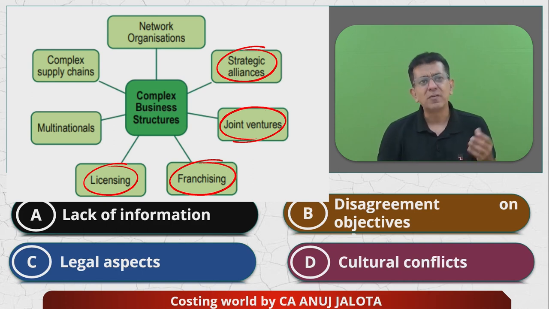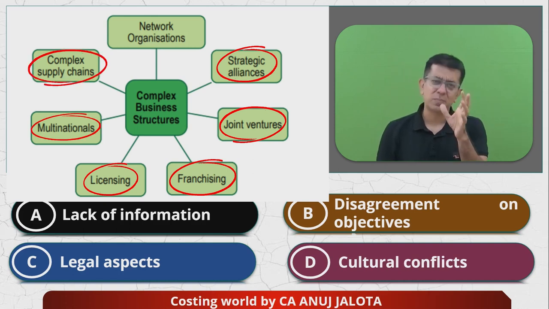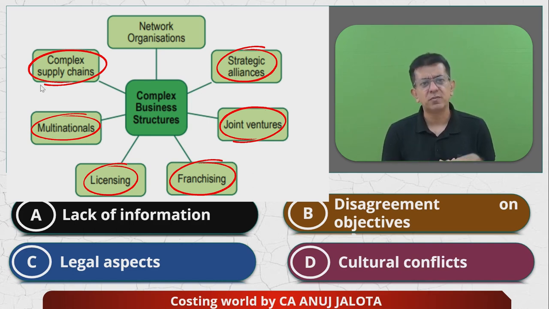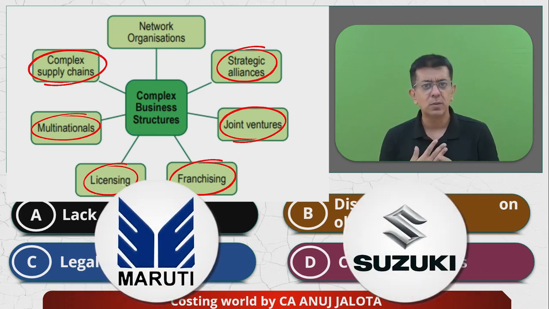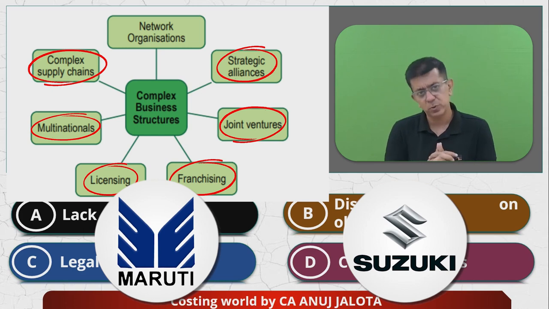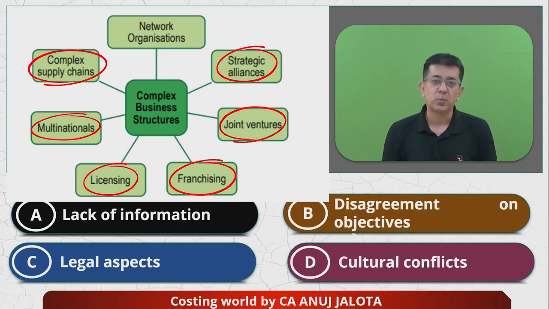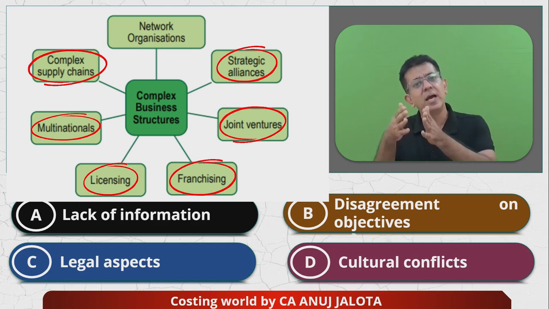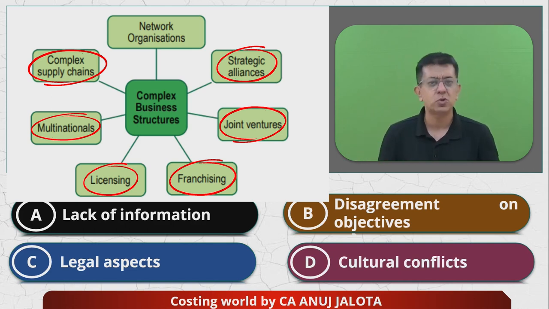You have the multinationals and you have complex supply chains. Now, these are some of the examples that are there. To give you an example of one of them, joint ventures, say Maruti and Suzuki. Maruti is an Indian company. Suzuki is a Japanese company. They have a joint venture in India to produce cars. Now, there are problems because Maruti might not want to give entire information to Suzuki and vice versa also.